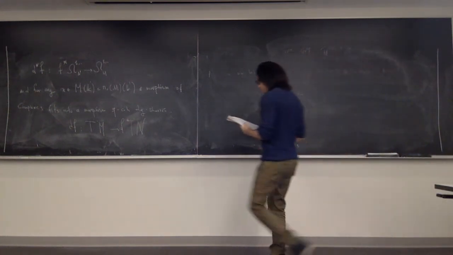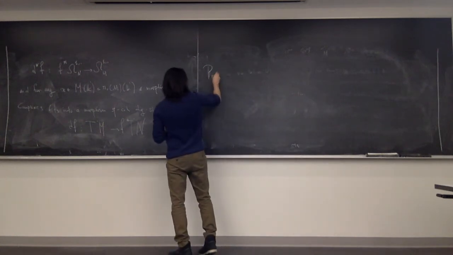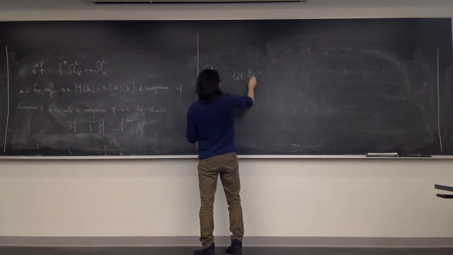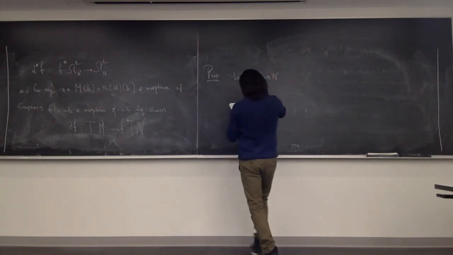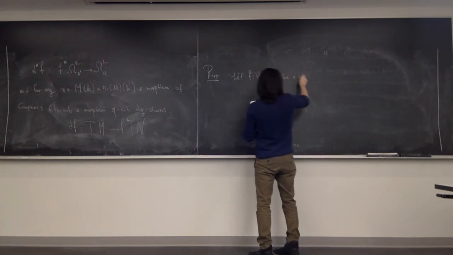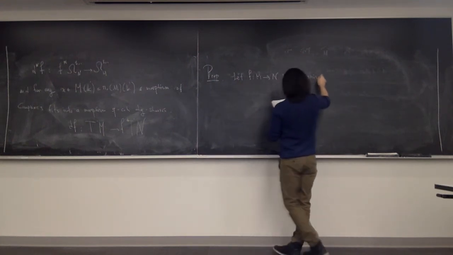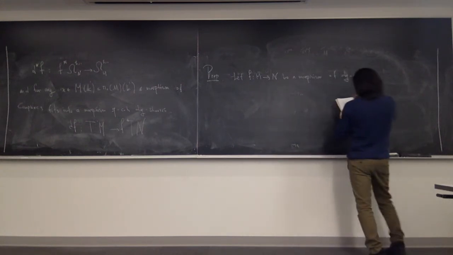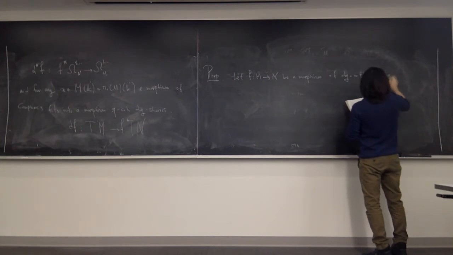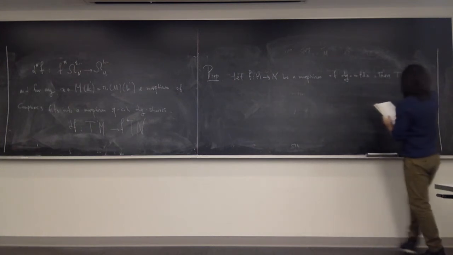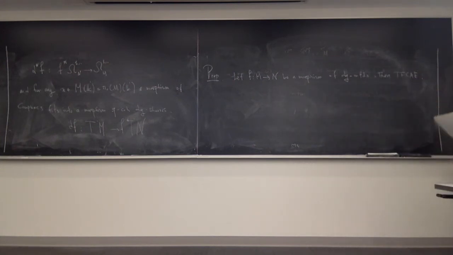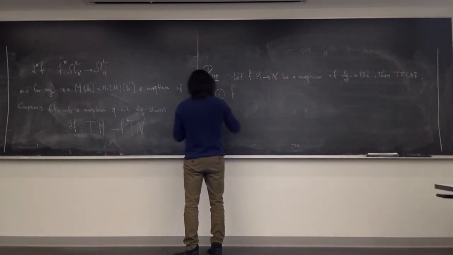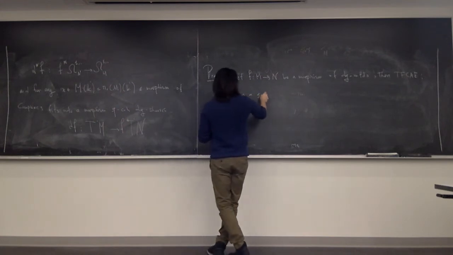Okay, so proposition, I do not prove it. Let f from M to N be a morphism of DG manifolds. Then the following conditions are equivalent. One is that f is a quasi-isomorphism.